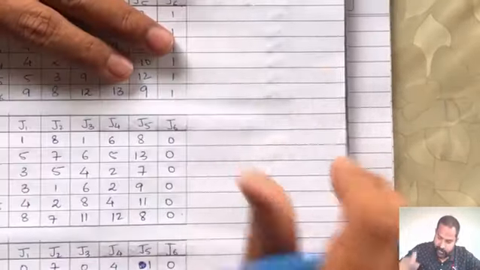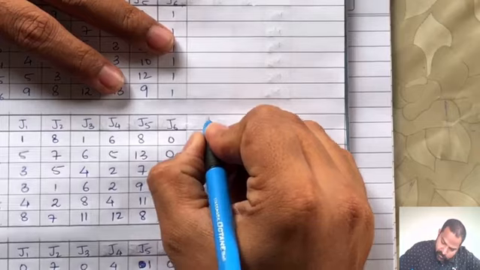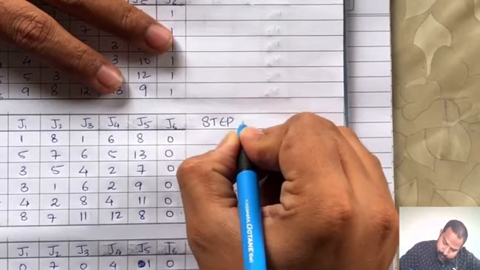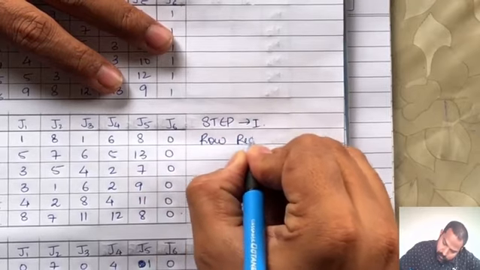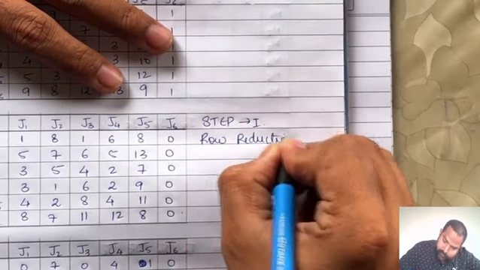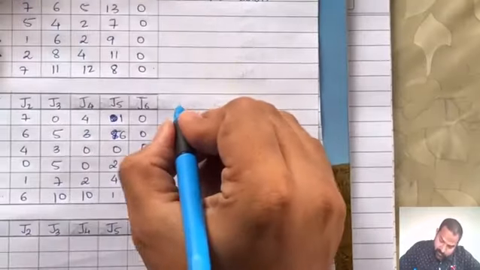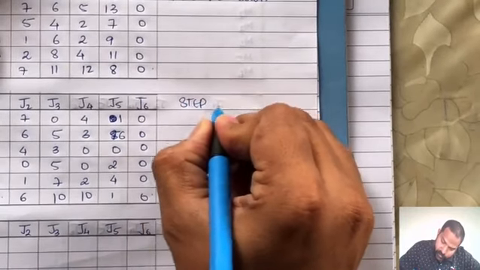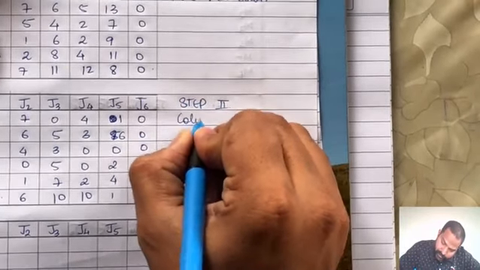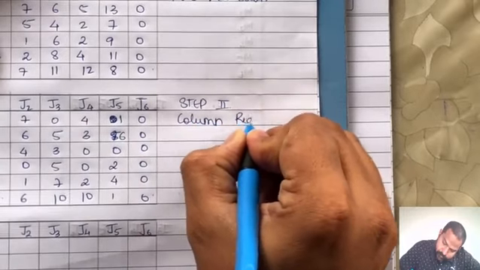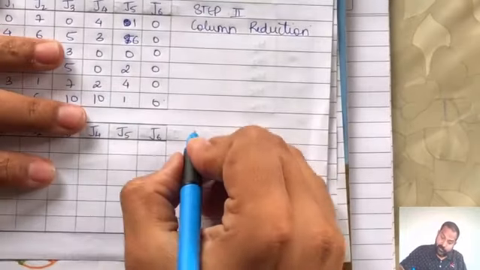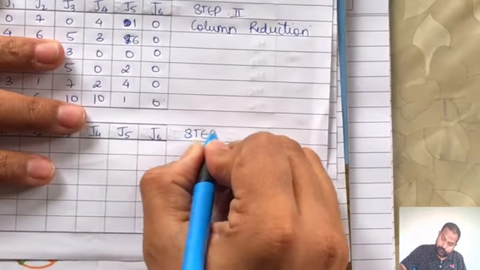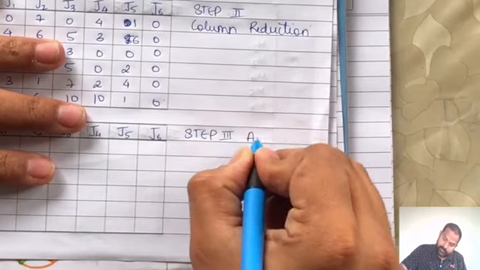Let me mention that also. I have left some space on the side so that I fit everything on one page. So this is going to be step 1, and that is row reduction. Then this is going to be step 2, and that is column reduction. And now step 3, assignment.